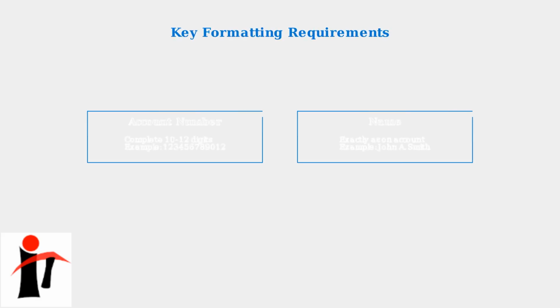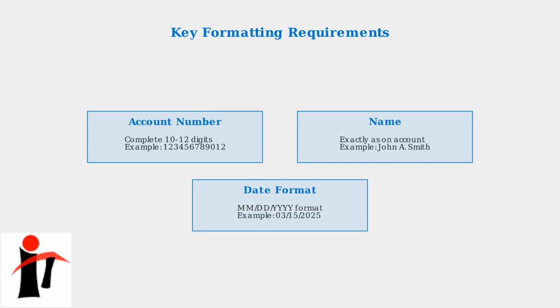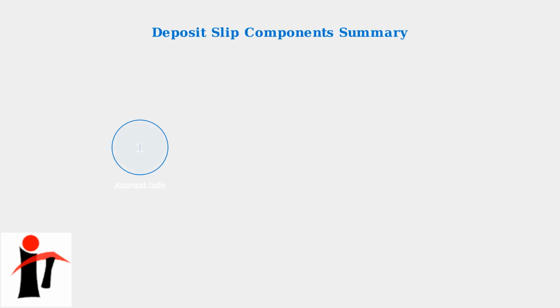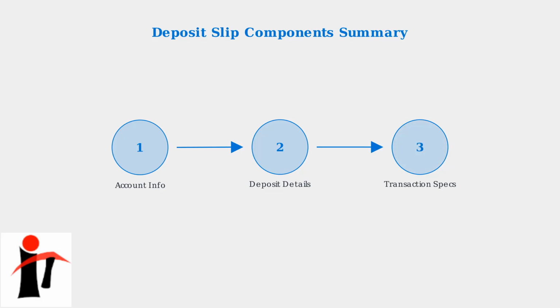Understanding these formatting requirements is crucial for accurate processing. Your account number should be complete and legible. Your name should match your account exactly, and dates should follow the standard month, day, year format. These deposit slip components work together to ensure your banking transaction is processed accurately and efficiently. Understanding each section helps you complete your deposits correctly and avoid processing delays.